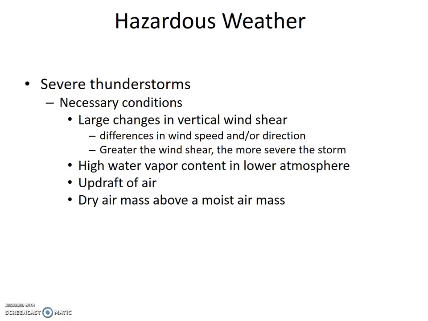Necessary conditions for a severe thunderstorm also include high water vapor content in lower atmosphere. We need that warm, moist air. And updraft of air. We need that warm, moist air to rise fairly quickly into higher, cooler altitudes. And we need a dry air mass above a moist air mass, which helps establish strong downdrafts.